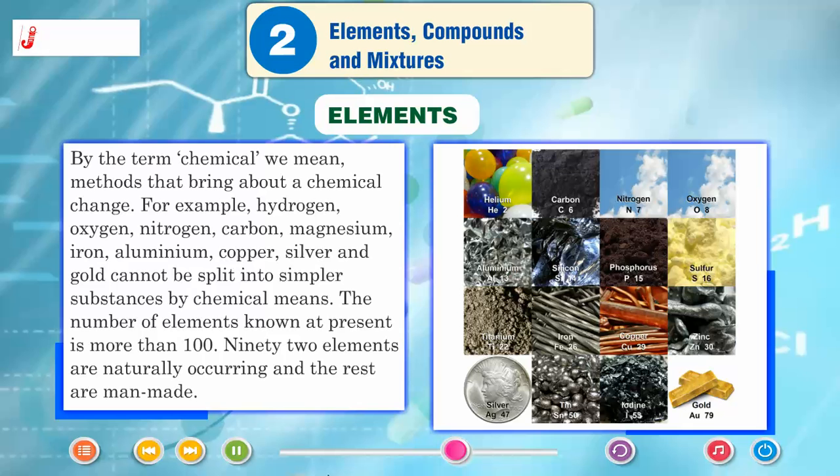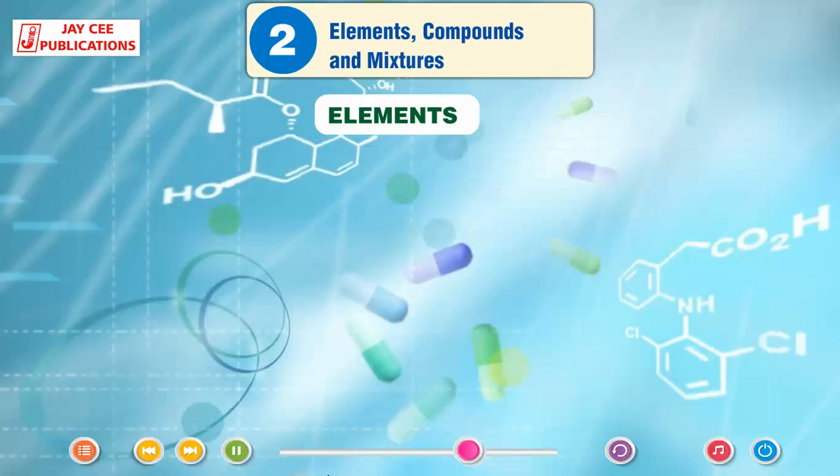By the term chemical, we mean methods that bring about a chemical change. For example, hydrogen, oxygen, nitrogen, carbon, magnesium, iron, aluminium, copper, silver and gold cannot be split into simpler substances by chemical means. The number of elements known at present is more than 100. 92 elements are naturally occurring and the rest are man-made.